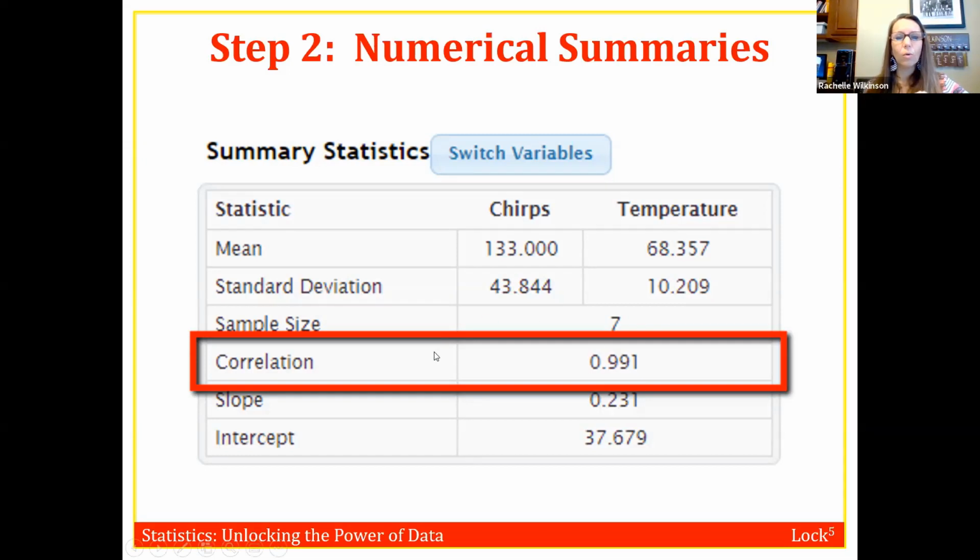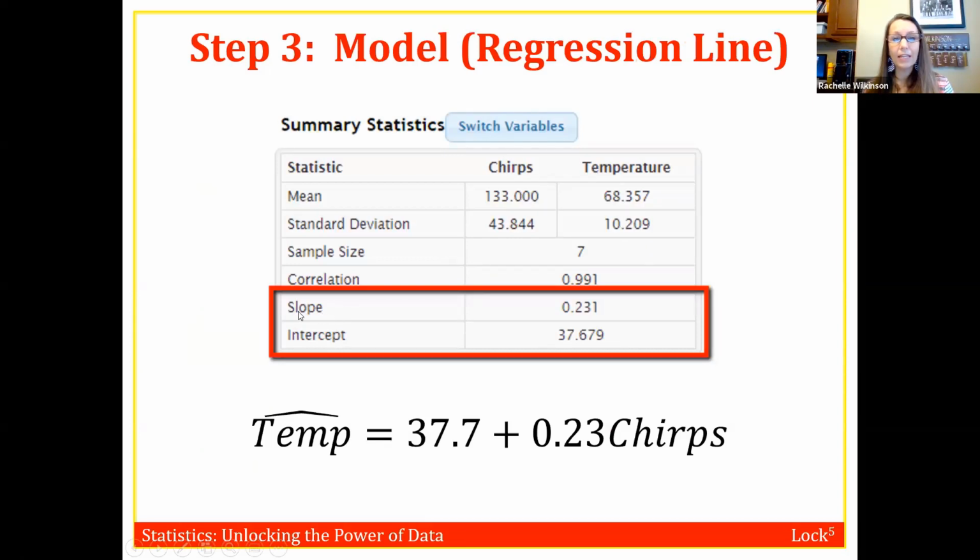All right, so once we've graphed it and we've looked at the correlation, we're ready to model the data. And you can see down here, in fact, I think I have it on the next slide, that they give you the slope and intercept for the regression line inside of StatKey. So all we have to do is put that into equation form. So this is what it looks like when we write out the regression equation or the regression model. The predicted value for temperature, because temperature was our response variable, is equal to 37.7 plus 0.23 times chirps.